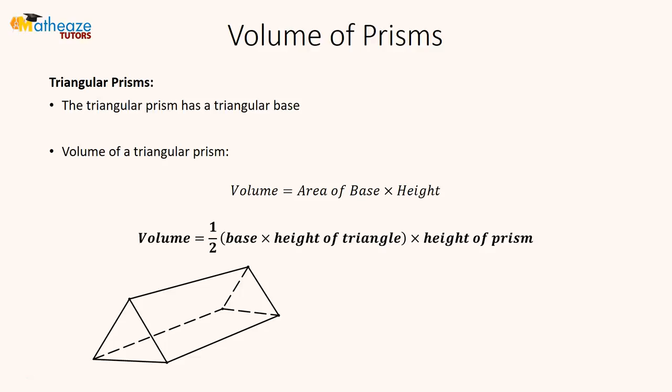Triangular prisms, you have a triangular face, and so you're going to look for the area of the base. So the area of the base, how do you tell the base? Let's cut cross sections along the length. I cut a cross section here, here, here, here. I have triangles all the way through. So it's going to be area of the base, which is half base times height of the triangle, and then times height of the prism.